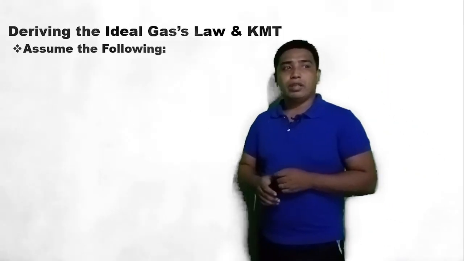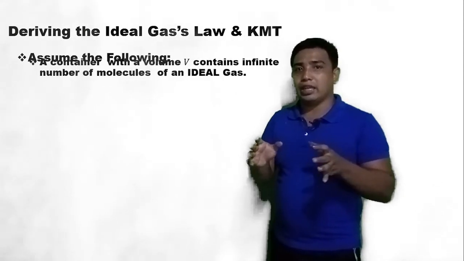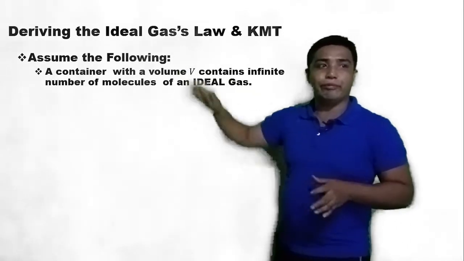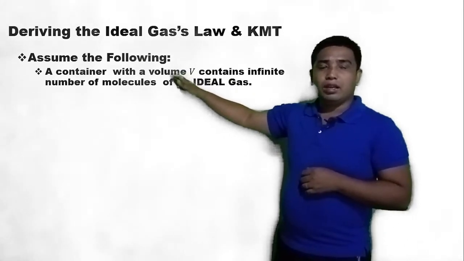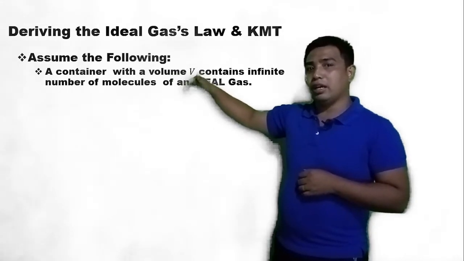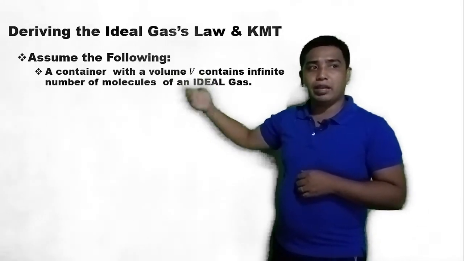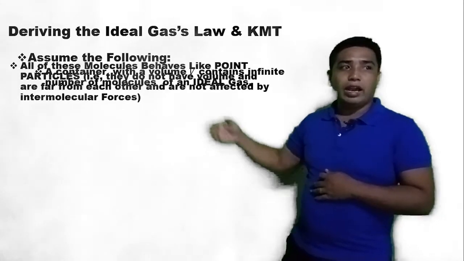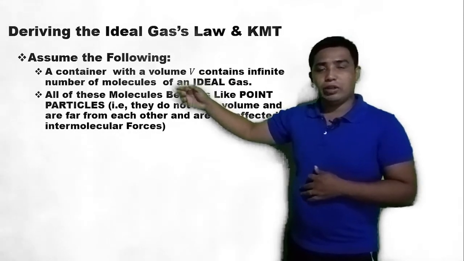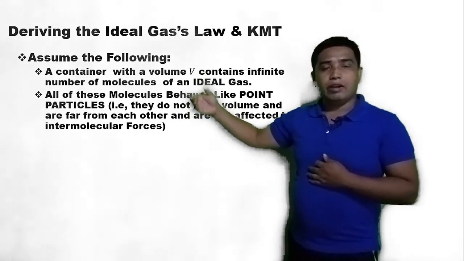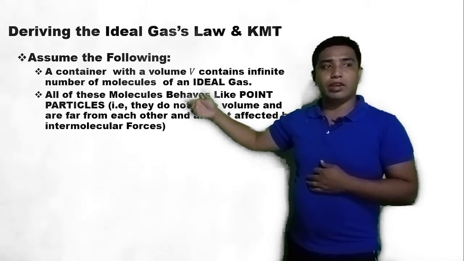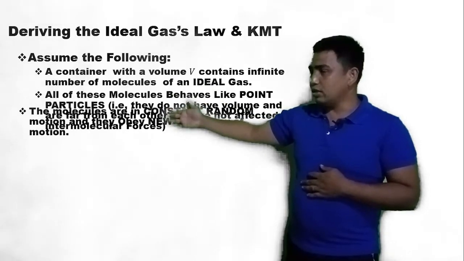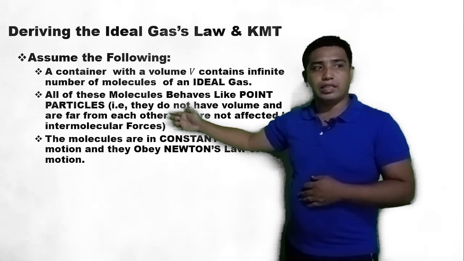So we can assume that we have an ideal gas in a specific container with a defined volume V. This volume holds a very large number of molecules of ideal gas. All of these gas molecules act like point particles. That is, they do not have volume, they are very far from one another, and they are not affected by intermolecular forces.